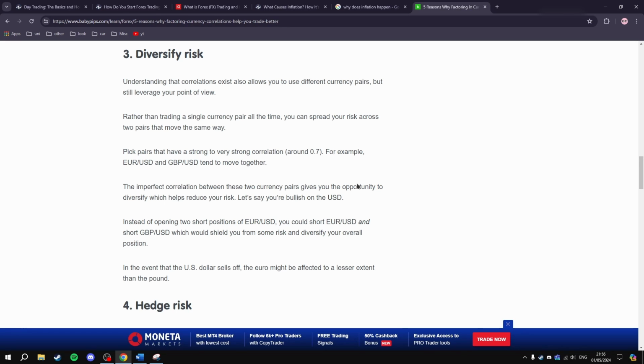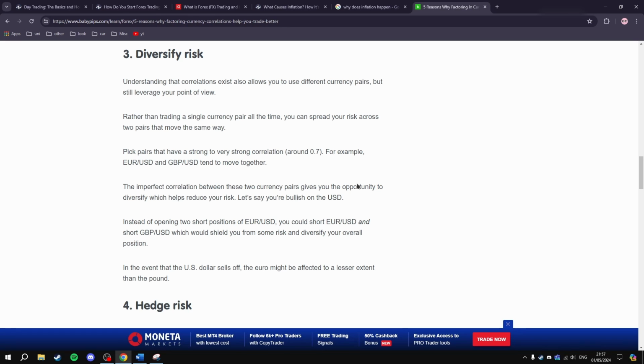Let's say you're bullish on the USD. Instead of opening two short positions of Euro USD, you could short Euro USD and short GBP USD, which would shield you from some risk and diversify your overall position. In the event that US dollar sells off, the euro might be affected to a lesser extent than the pound.